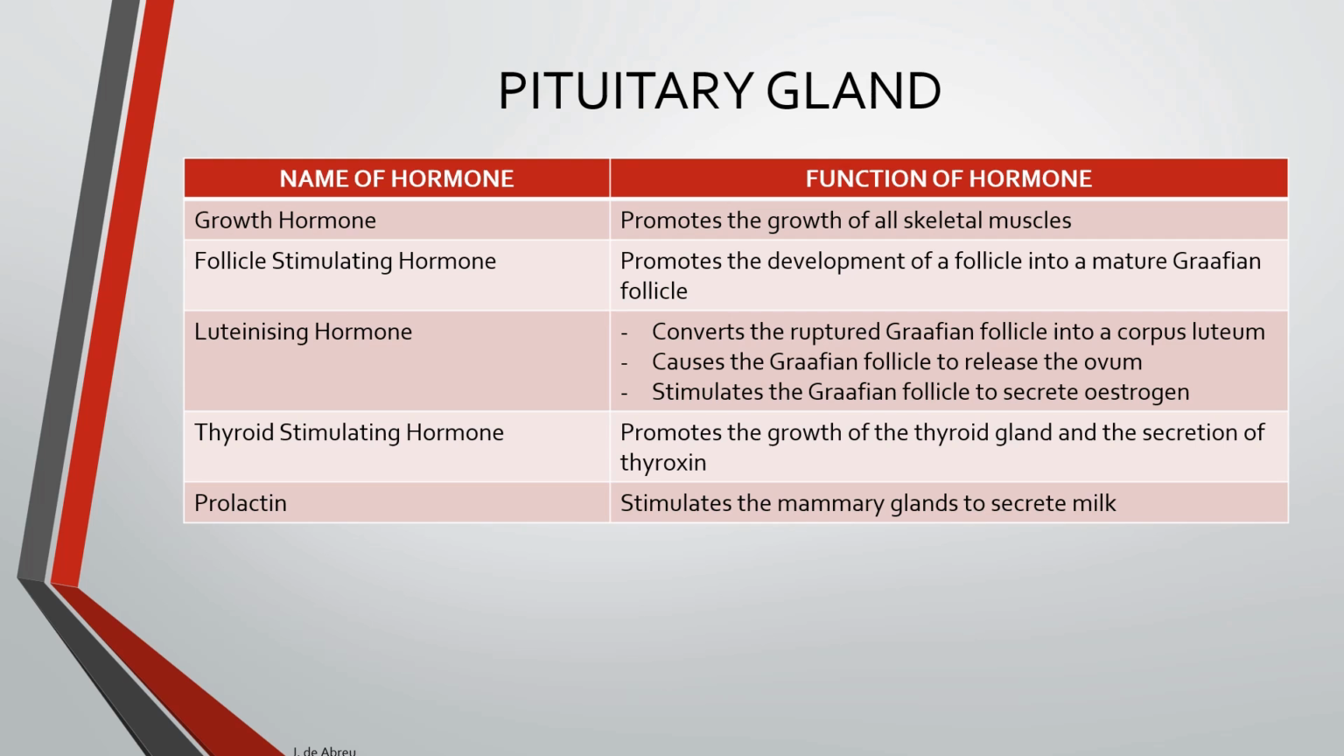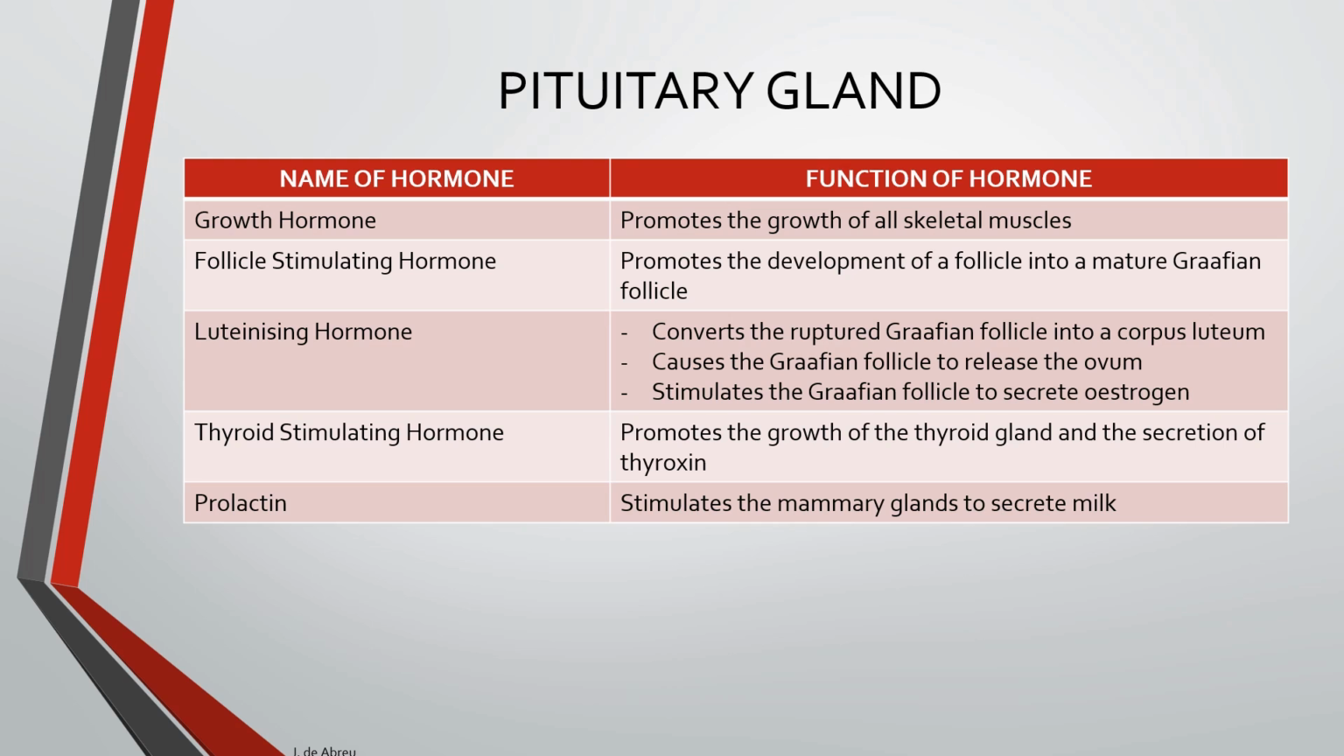So if you have too much growth hormone, you get a condition called gigantism. So these people are just overly big. Their muscles are too stimulated. The growth of their muscles is too stimulated that they become really big. But the opposite of that would be dwarfism, where these people have really small skeletal muscles because there's not enough growth hormone to promote the growth of those muscles.